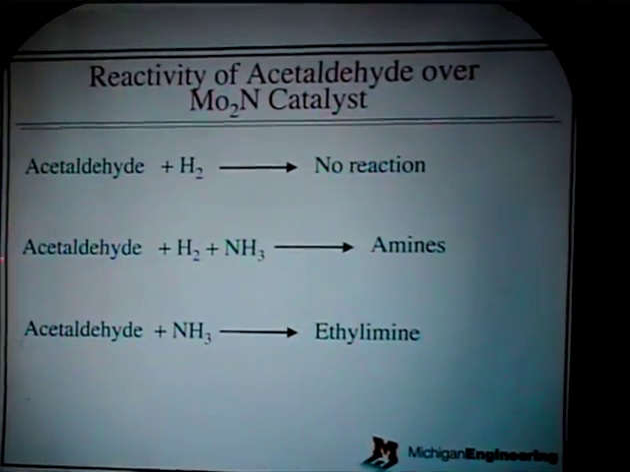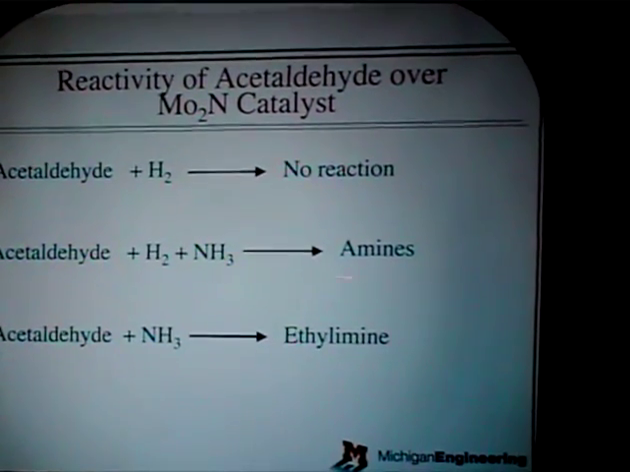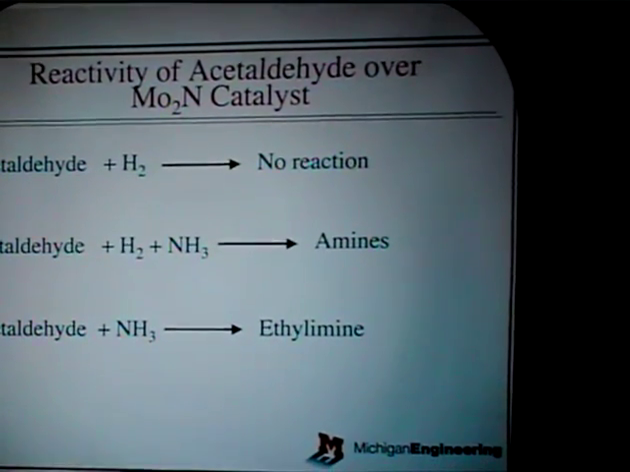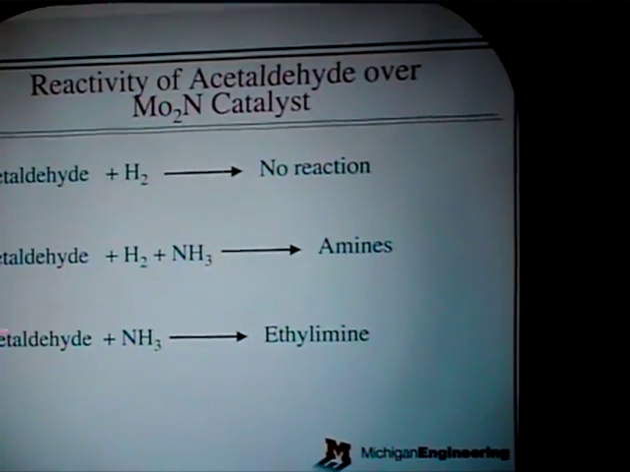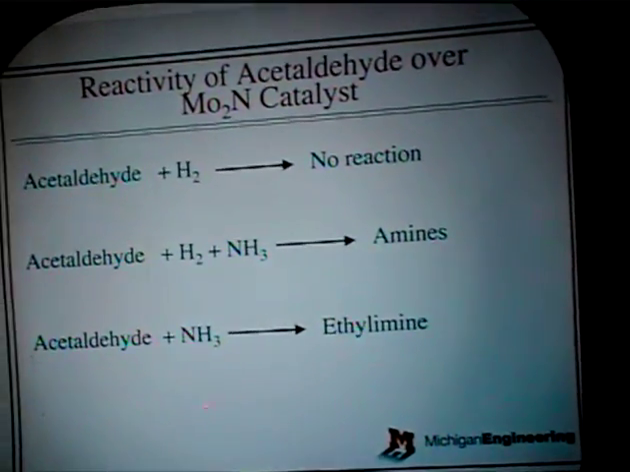Then when we use a mixture of acetaldehyde, hydrogen and ammonia, we get ethylamine, diethylamine, triethylamine in the selectivity I have mentioned earlier. But if I use acetaldehyde, ammonia, no hydrogen, I find the unsaturated amine, which is basically ethylidene amine.